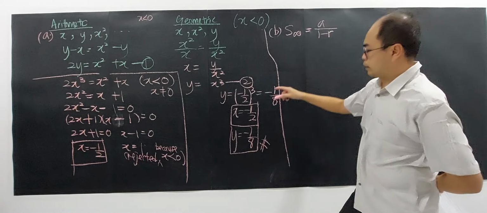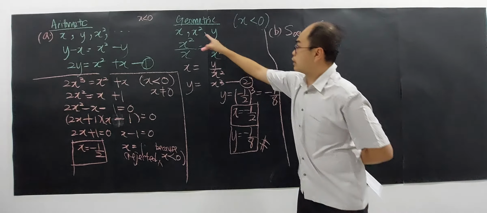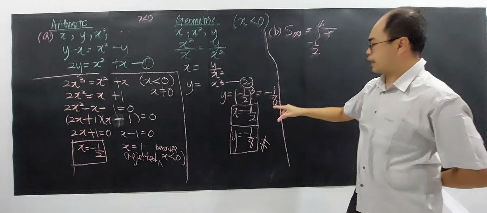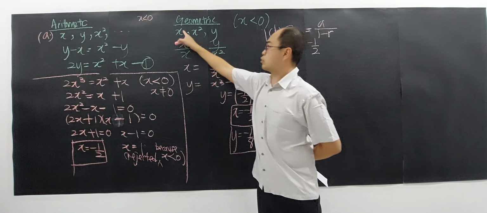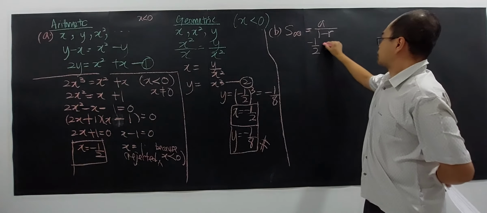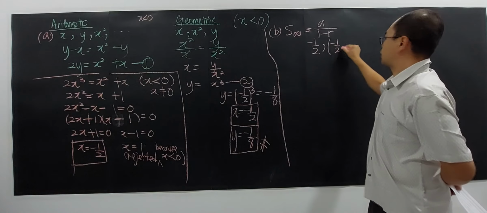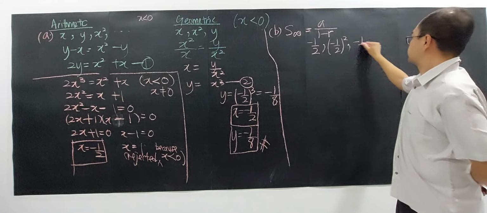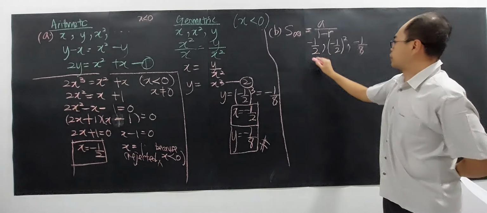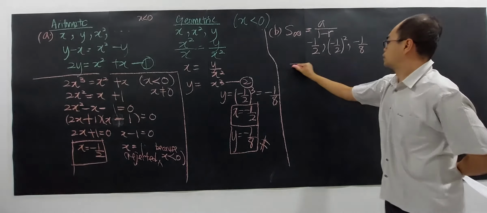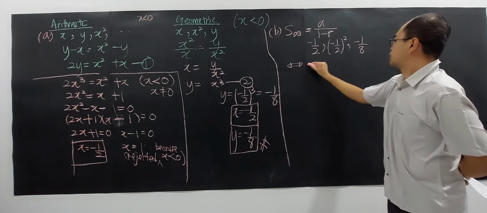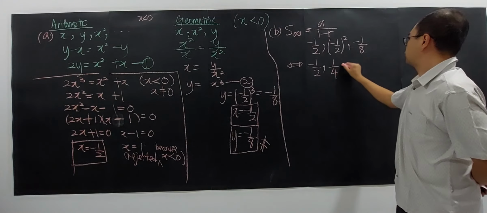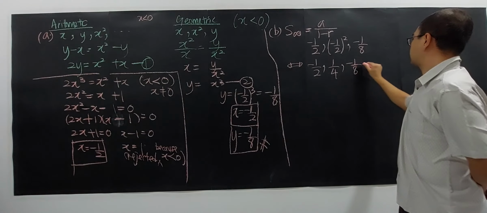By substituting the value of x here, you can get the geometric sequence. The x will be negative 1 over 2. So the first term is negative 1 over 2. The second term is negative 1 over 2 to the power of 2, and the third term will be negative 1 over 8. So if you rewrite this, you are getting negative 1 over 2, 1 over 4, and negative 1 over 8, right?